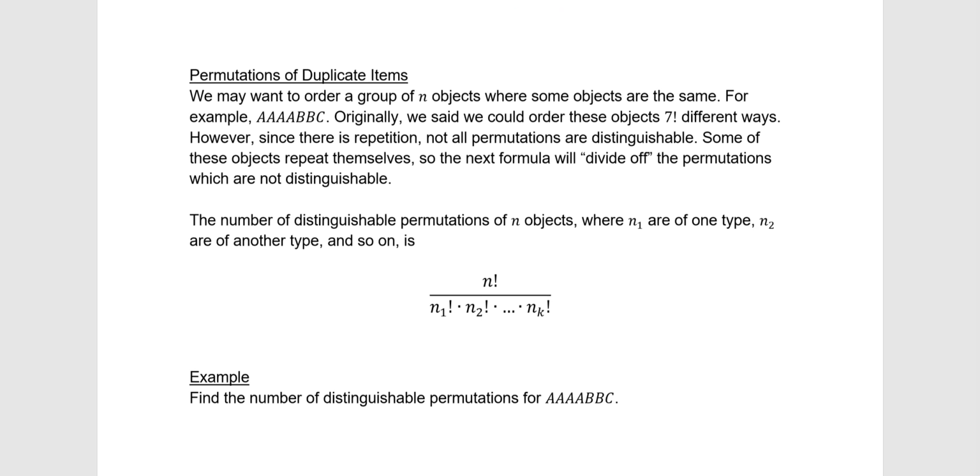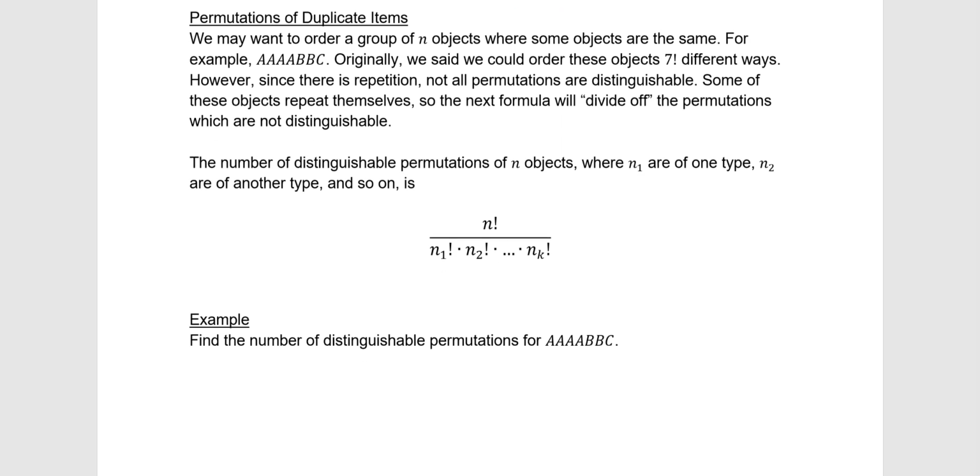Okay, for the last thing here, it's the last formula we're going to be using. It's permutation of duplicate items. We may want to order a group of objects where some of those objects are the same. So let's say, for example, we have this set of objects, A, B, B, C. Originally, we would say that we can order these objects 7 factorial different ways because we have 7 of them, so 7 factorial, but there's repetition among those objects, so not all permutations are going to be distinguishable. We can end up switching some of the A's, but it'll look exactly the same.